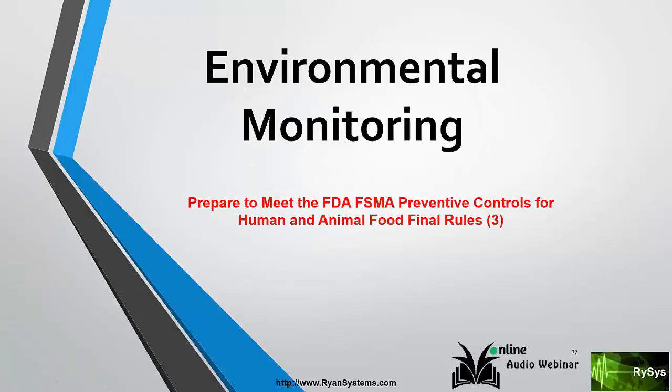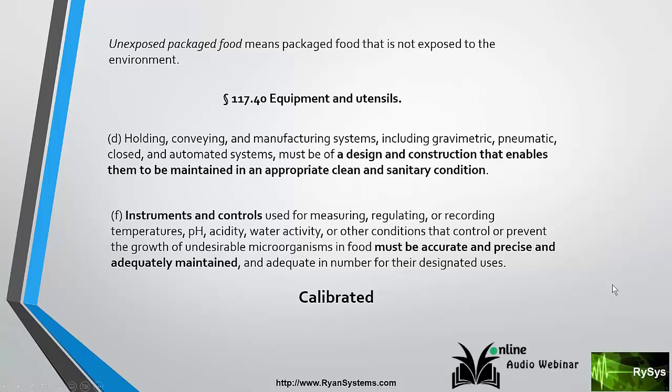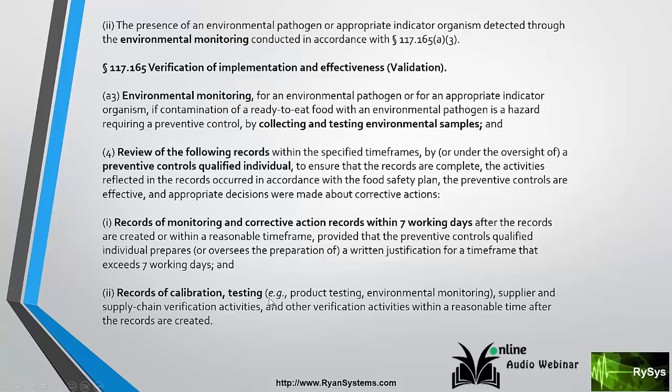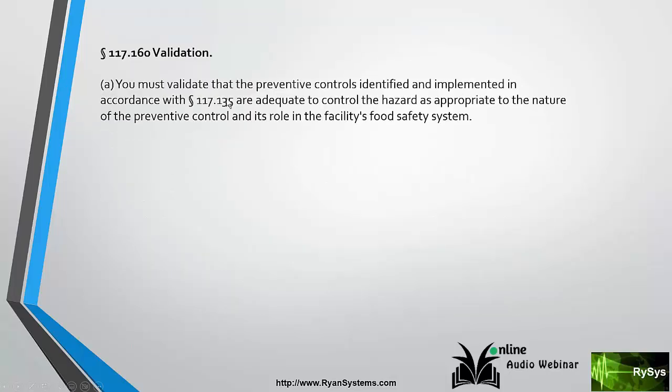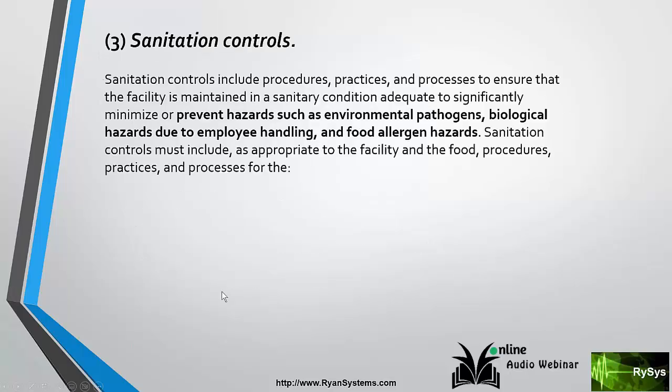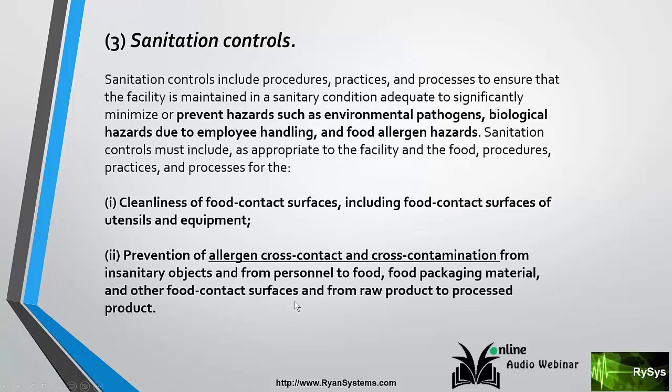Let's talk about environmental monitoring a little bit. An environmental pathogen is a pathogen capable of surviving and persisting within the manufacturing, processing, packing, or holding environment, records of calibration, testing, etc. You must validate that the preventive controls identified and implemented when necessary demonstrate that control measures are designed. Sanitation controls, what comprise of major controls.